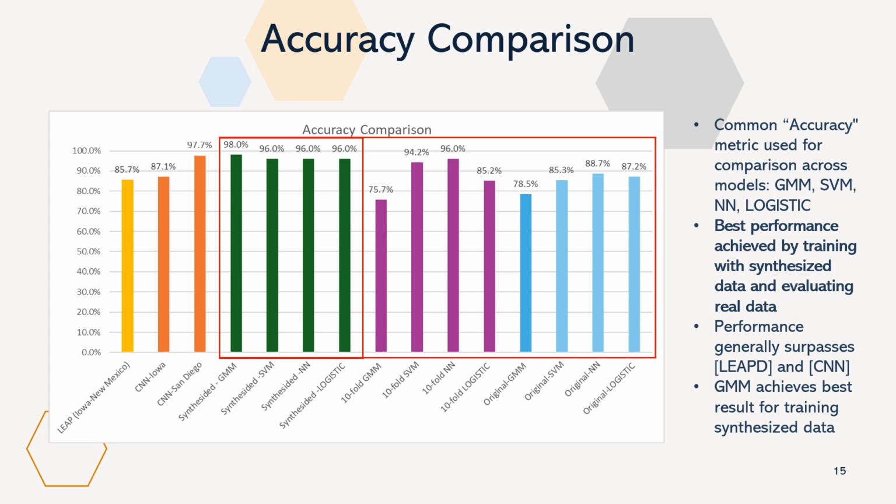Now, comparing this with the papers that I mentioned before, on the very left, the LEAPD approach, they have only achieved 85%, which I have surpassed. And for CNN, they have achieved a high 97.7%. However, I have achieved 98% for my Gaussian mixture model. And for their Iowa dataset for CNN, they have only achieved up to 87%. And on average, they've achieved up to 92%. However, all my machine learning models have surpassed this with over 96% in accuracy.